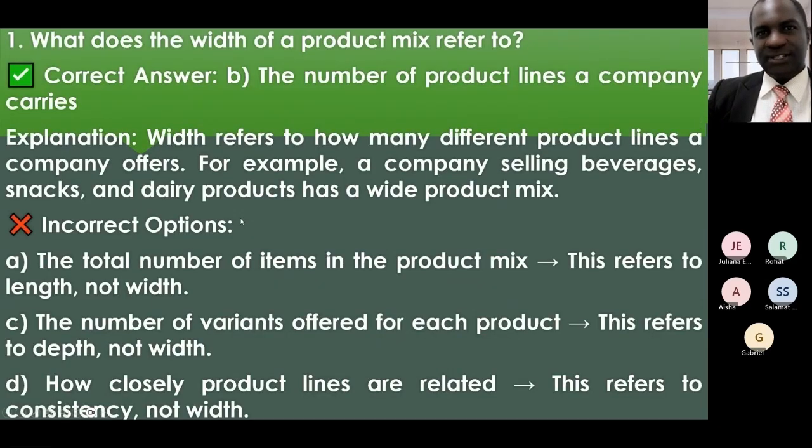Number one, what does the width of a product mix refer to? Wow, incredible. Everybody got it. B. The number of product lines a company carries. The width refers to how many different product lines a company offers. For example, a company selling beverages, snacks, and dairy products has a wide product mix. Exactly. So everybody got it. No wrong answer. Nice one.